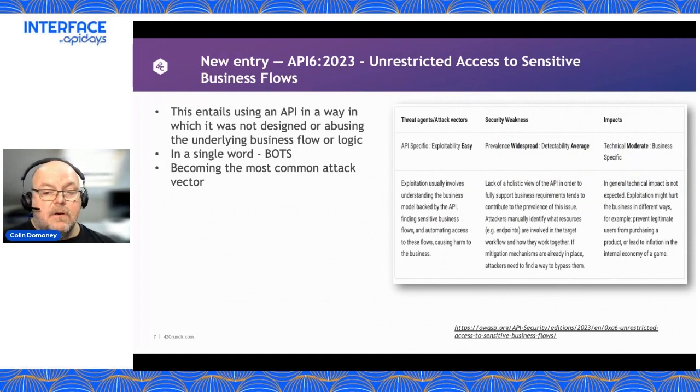So there's no real vulnerability in that API, right? It's not like he's found some Ebola issue. What they're doing is they're simply using the business logic of the API in an unusual way. And they're doing this at scale and at volume, right? And they're doing it through automation.